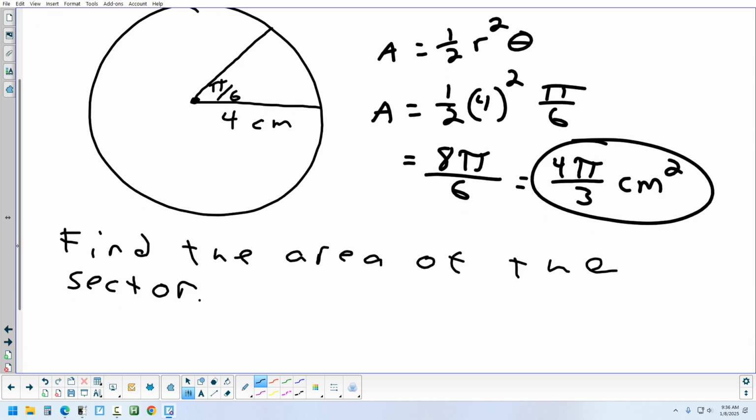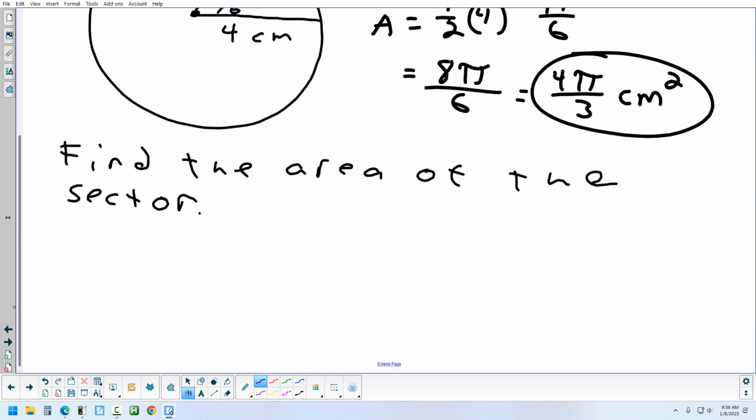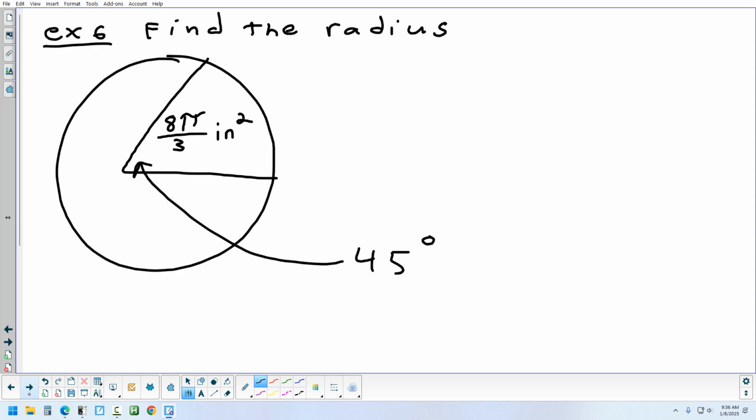All right, so that was finding the area, and they gave us a picture. Here's another one where they're giving us a picture, but they're asking us to find the radius. So let's see how we do. Okay, so we got our formula.